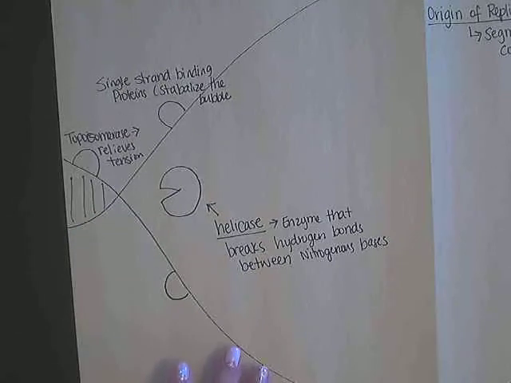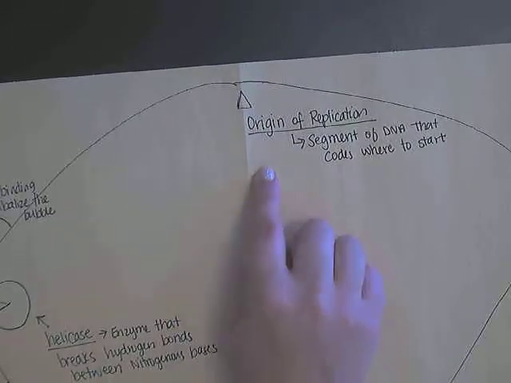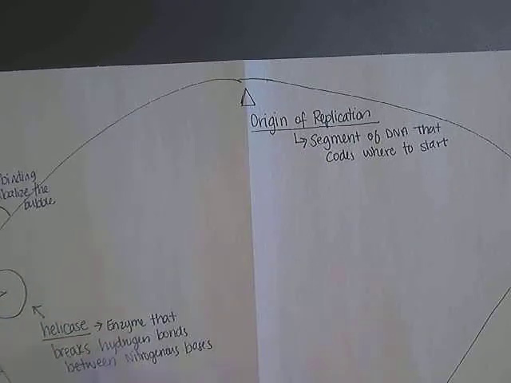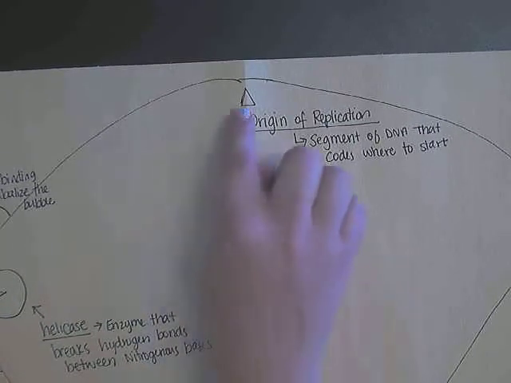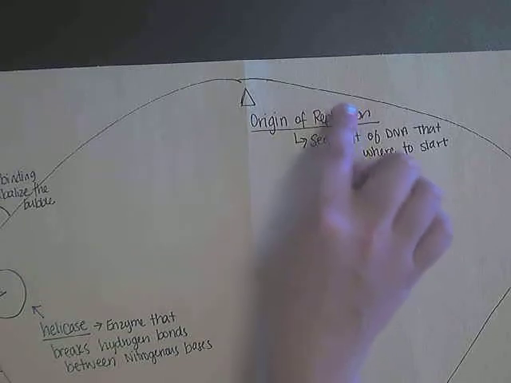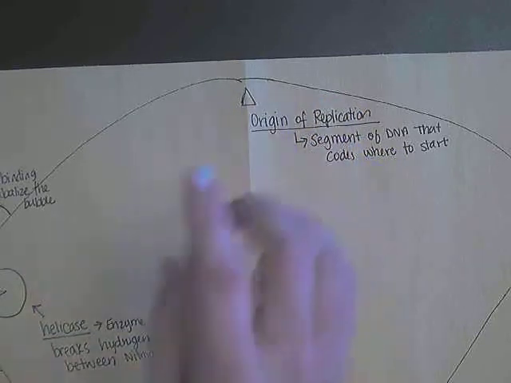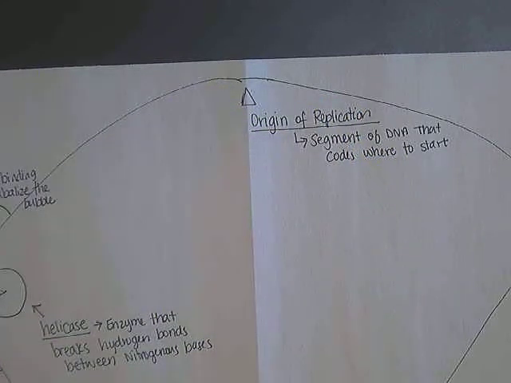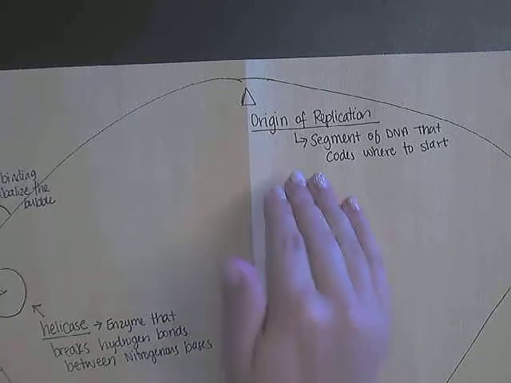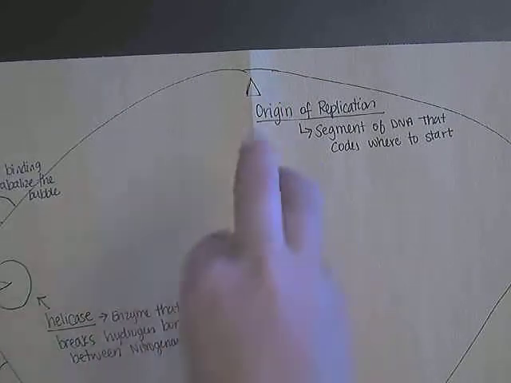So the first thing we're going to need to do to start DNA replication is to create this replication bubble. And we're going to do that at the origin of replication. This is where we're going to start this process. This is just a segment of the DNA itself, and this is the code for where we are going to begin this bubble. At the origin of replication, this is where we're going to open this up.